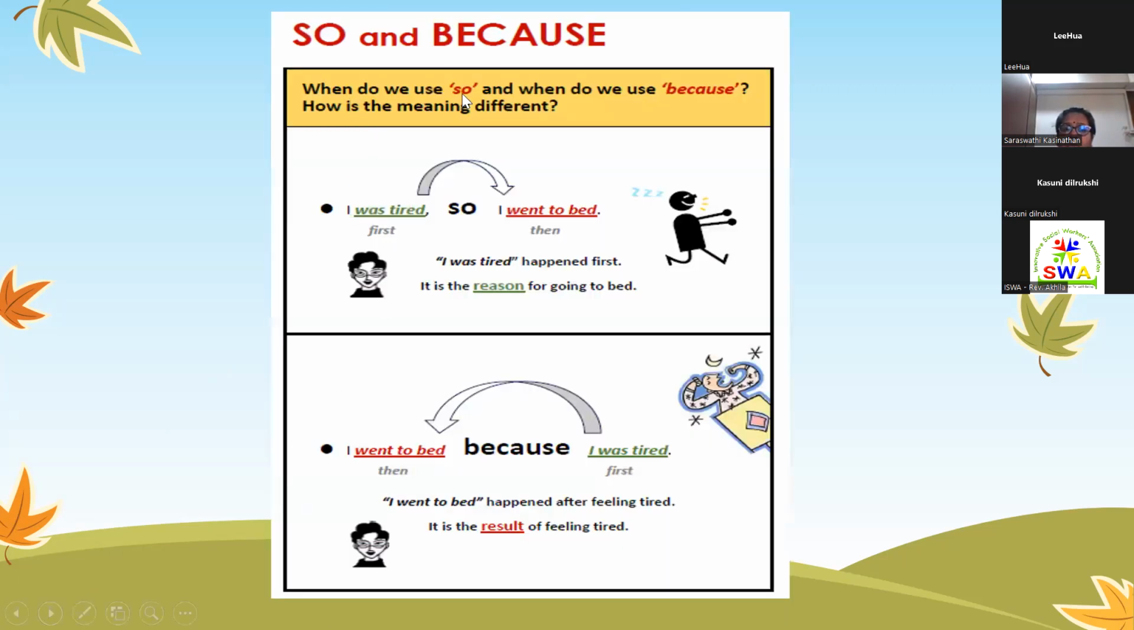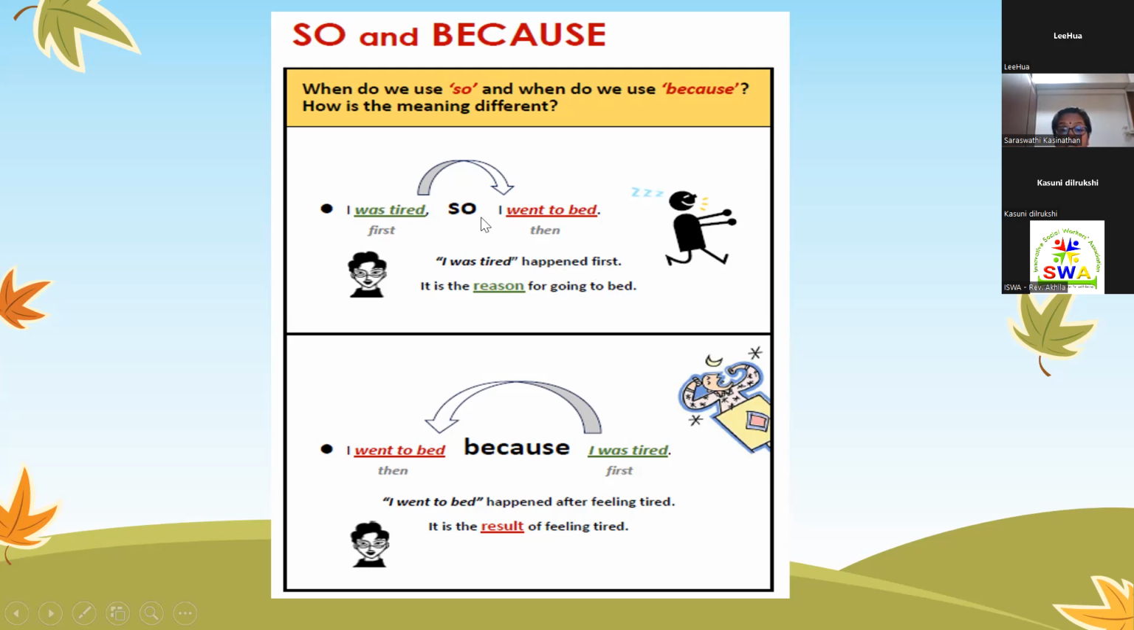So when do we use so and when do we use because? All right, so these are the two things that we would like to know. What is the meaning? What is the difference in it? Okay. I was tired, so I went to bed. Okay, first, what happened? You're tired, then you went to bed. So it's the reason of going to bed. I was tired, happened first. It is the reason for the going to bed.